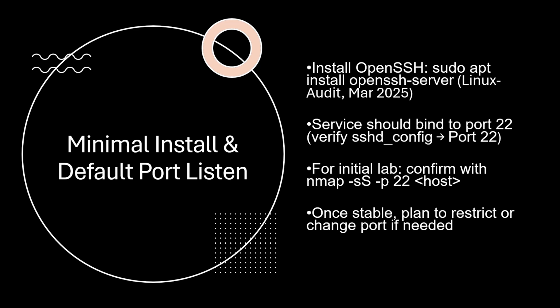Before hardening, confirm OpenSSH is running. Install with the package manager and check its status. Verify the service is listening on port 22 using ss or netstat. Then, from a remote host, run an Nmap scan to confirm port 22/TCP is open. This ensures your baseline configuration works before you lock it down.